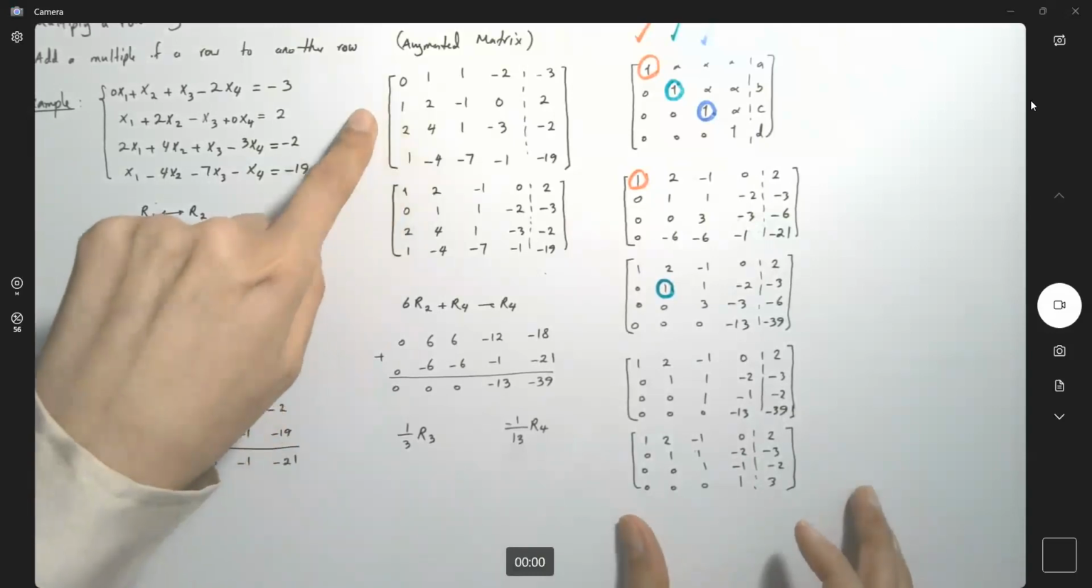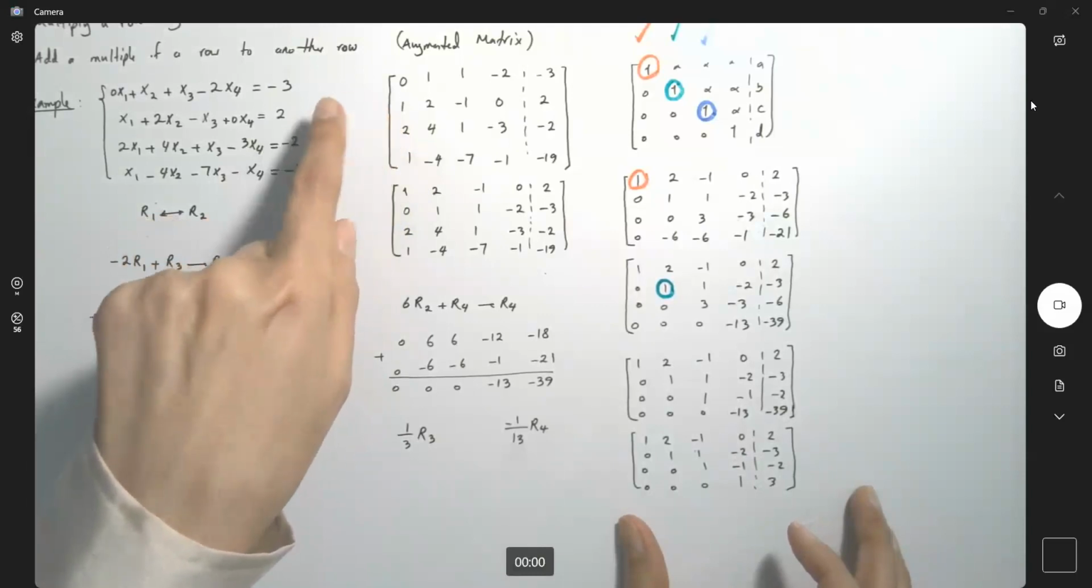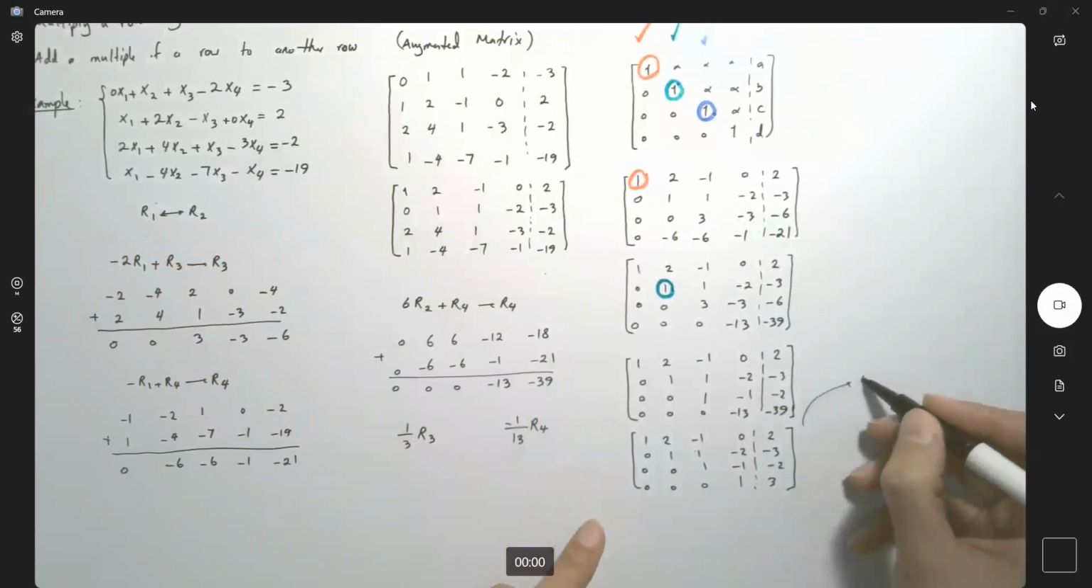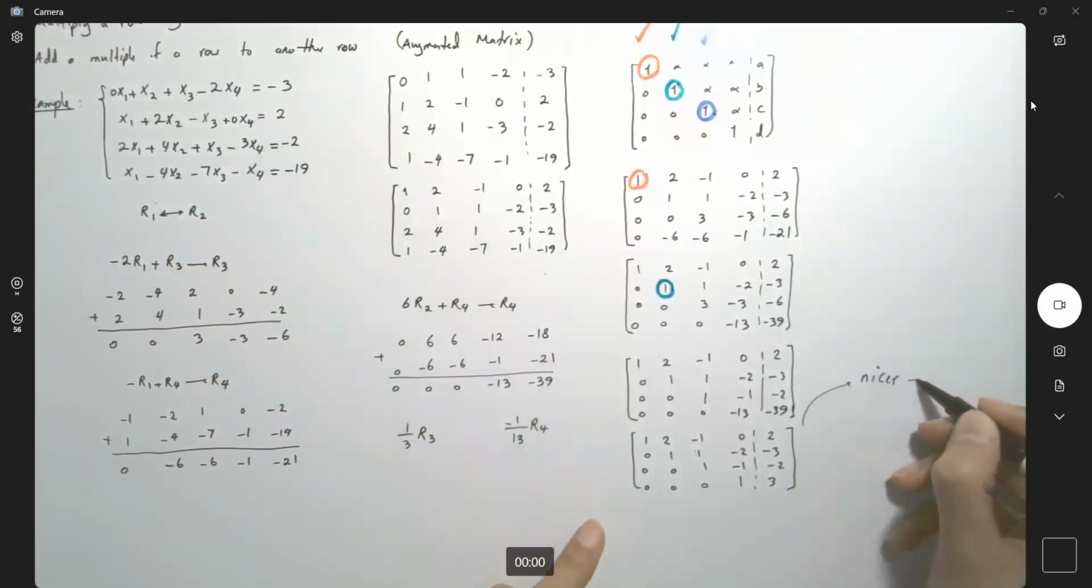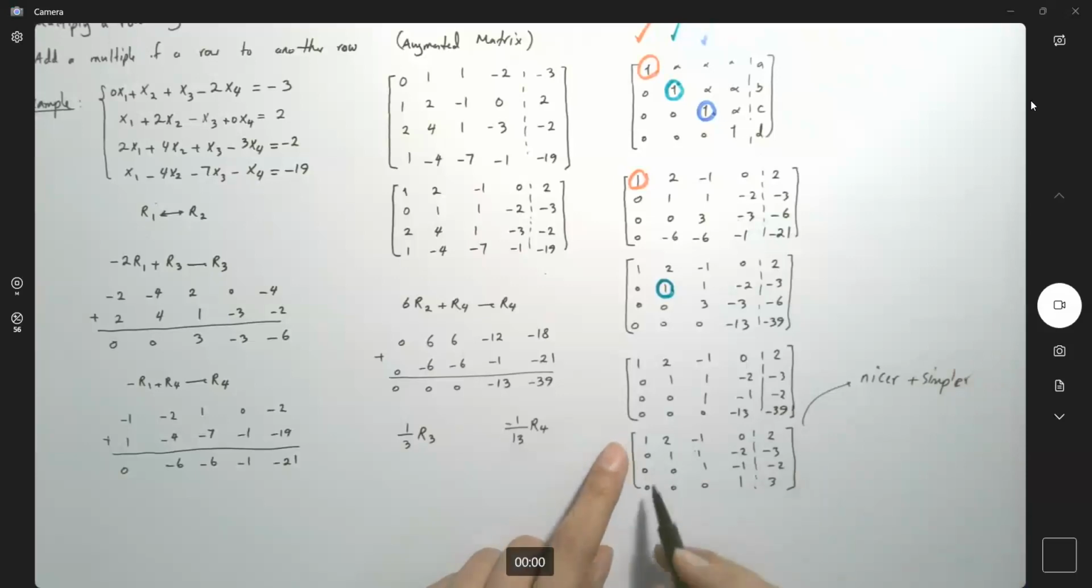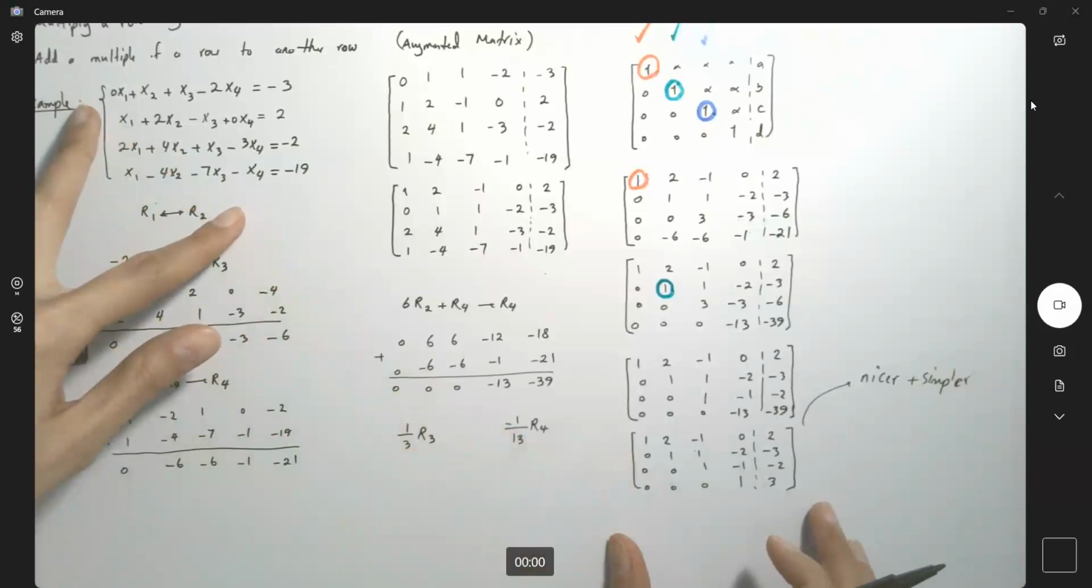The augmented matrix for the original system of equations is now written in nicer, simpler form. What do I mean by that? It means that I can write a system of equations that is equivalent to the original one.